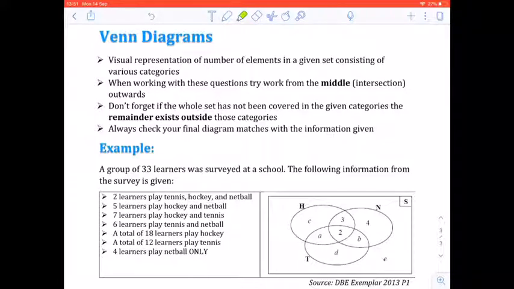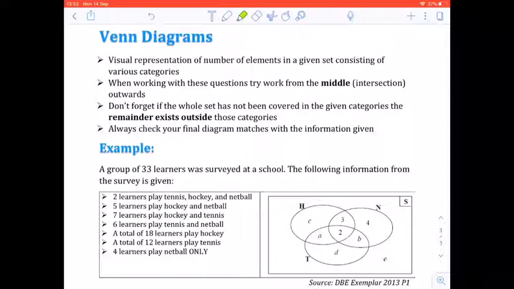So try to work from that inside outwards, meaning first work from the 3 intersections, then work from the 2 intersections. There should be 3 2-intersections, and then move on to the ones that are alone, and then finally move on to the ones that are outside of the 3 categories. Sometimes you might need to make one of the overlaps equal to a variable, and then use that variable in some way to solve equations at some point to find the actual values.